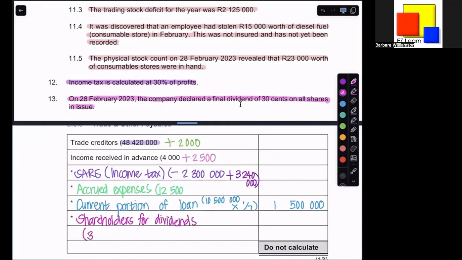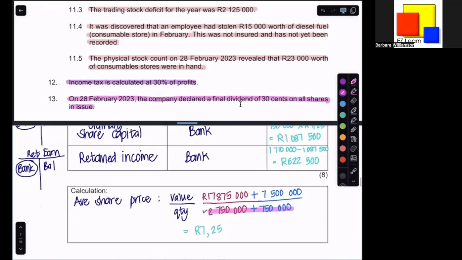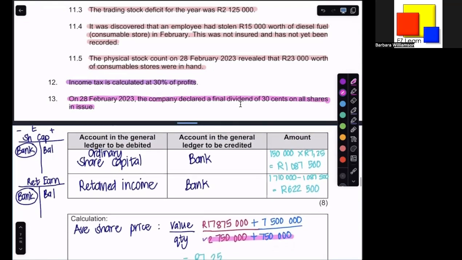And we'd work that out as the 30 cents as that has been given, times, and then you work out your number of shares, which is the 2,750,000, plus the 750,000 that you issued. But keep in mind, there was also a buyback of 150,000 shares that you want to take into account as well. And you'll see that over here where you were working out the 150,000 that you were doing as a buyback. So don't forget about that.